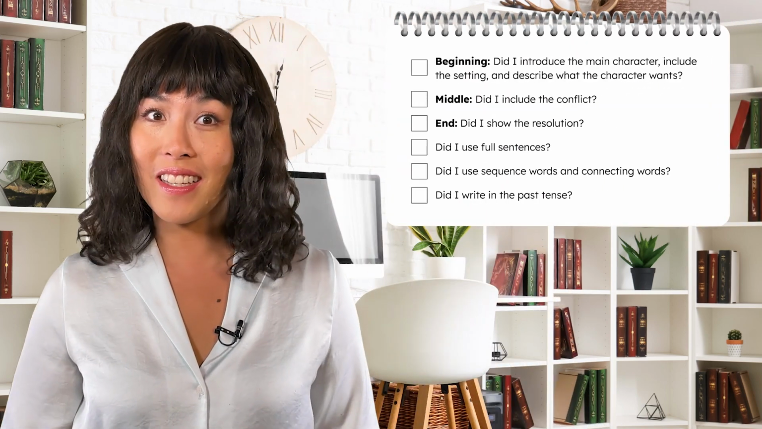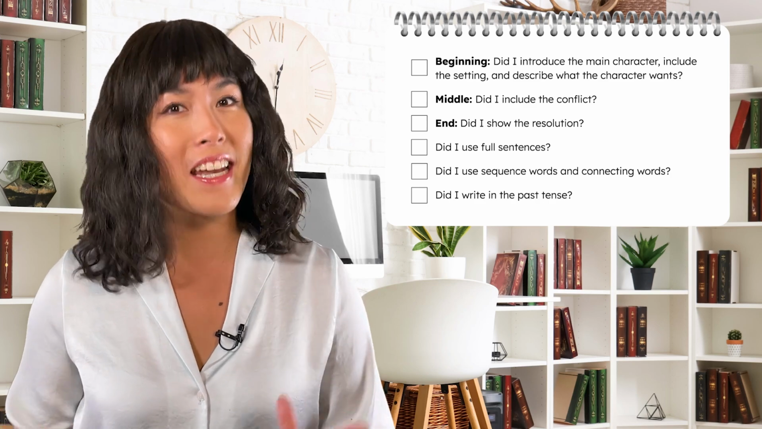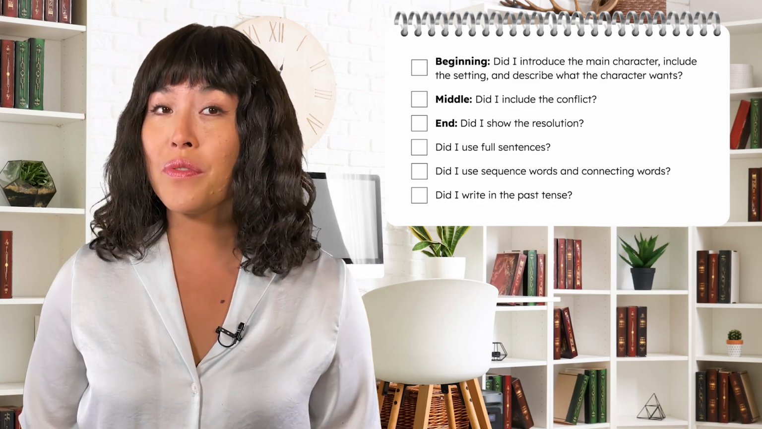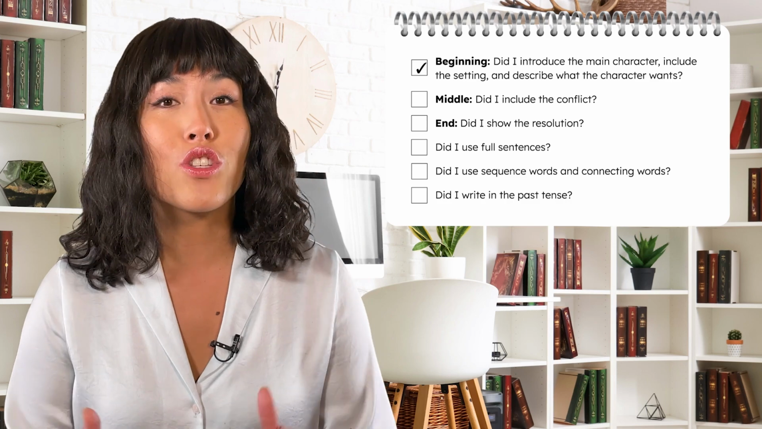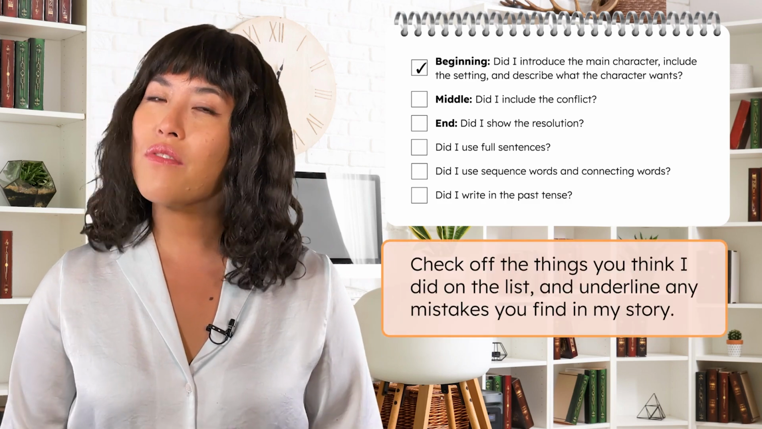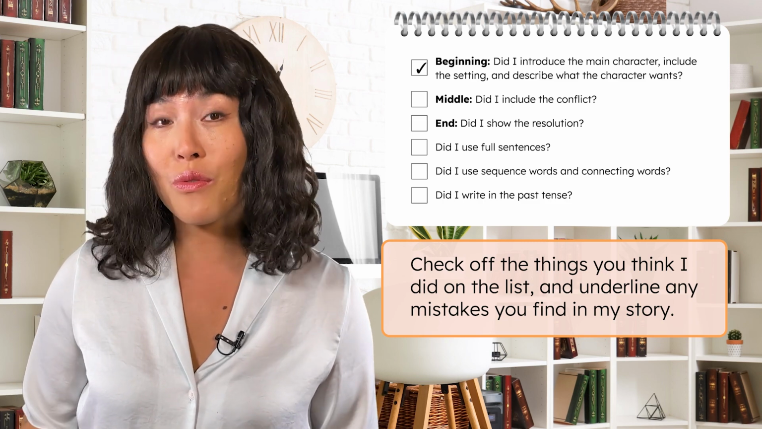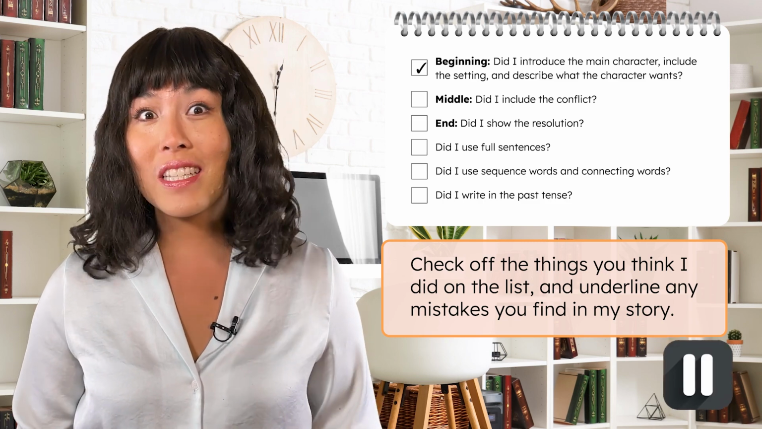Yay, I'm so happy with my rough draft. Now we just need to review it using a checklist. This will help us make sure we included all the important parts and that it makes sense. I already reviewed the beginning, so now it's your turn to go over the rest of the story. Check off the things you think I did on the list and underline any mistakes you find in my story. Pause the video now.